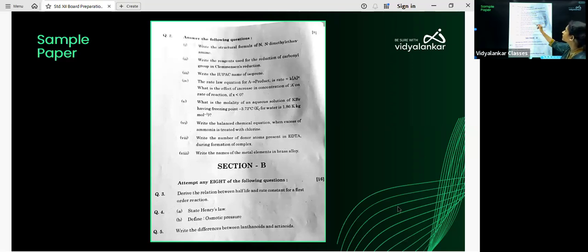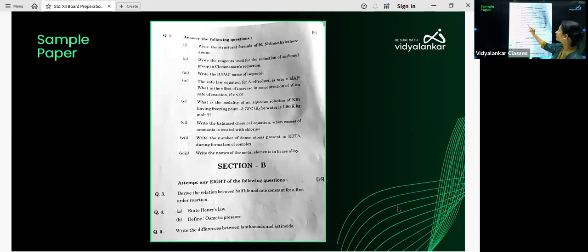Okay, condition as I said here. What is the effect of increase in concentration? Then the number of donor atoms in EDTA, coordination compound. Then the names of the metal elements in brass alloy is asked. So these all questions are giving you the answer in one word or in one sentence.